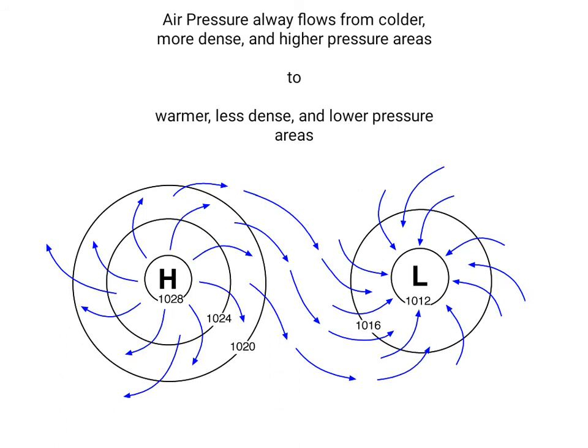So air always flows from our colder, more dense, higher pressure areas, see our arrows here, to our warmer, lower density, lower pressure areas. So it always goes from an area of high pressure to an area of low pressure. Now the next slide will look into this in more detail, but it's going to follow this line of thought that we just talked about.